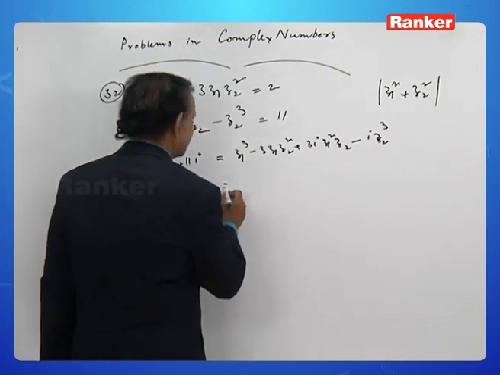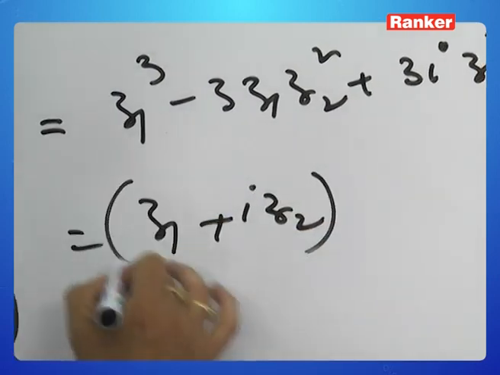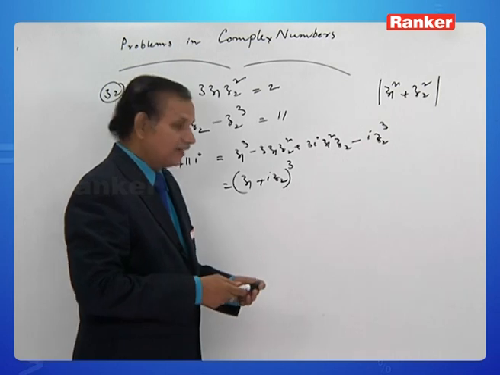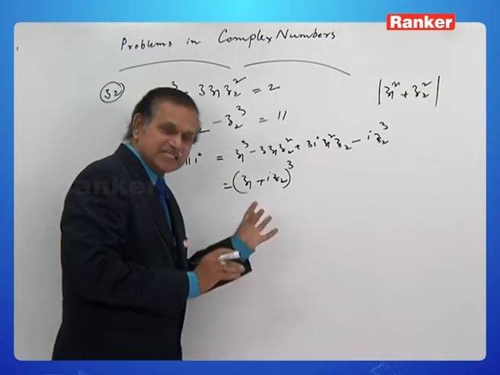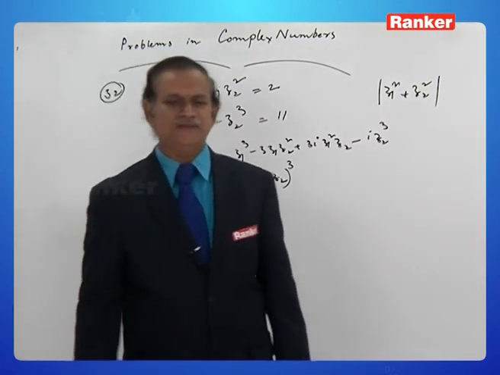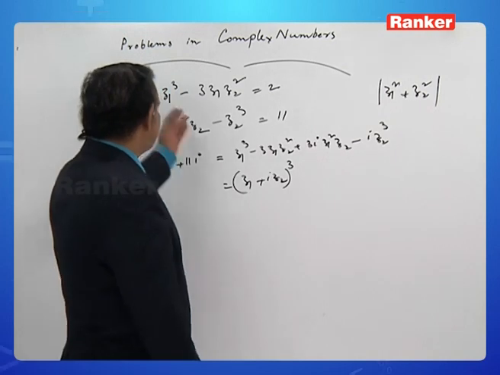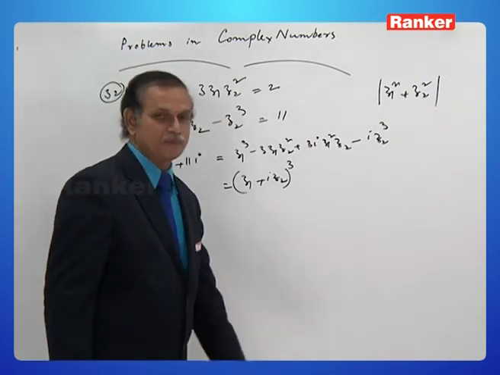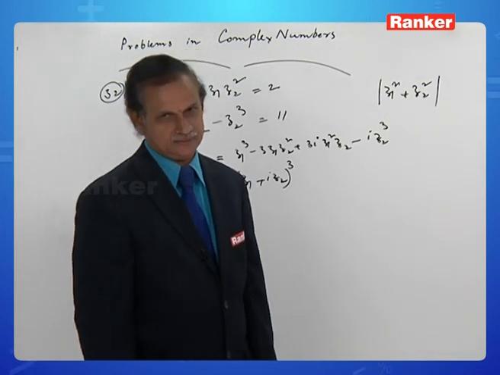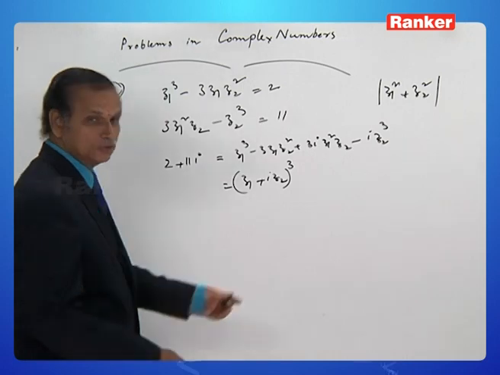This is just nothing but (z1 + i z2) whole cube. Yes, this is the basic idea that one must possess to get the required result. How to get this idea? It's very simple. The first term here and the last term here are perfect cubes. We can make use of i here, so that we have (z1 + i z2) whole cube.